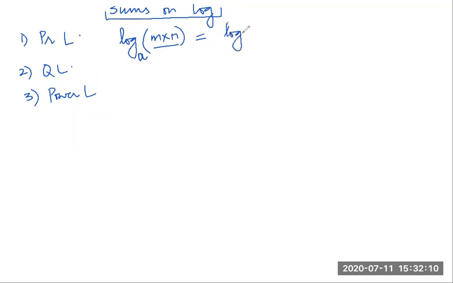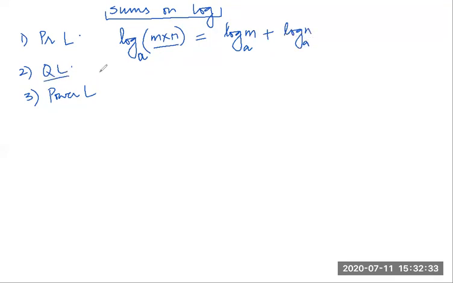Log of m into n to the base a is equal to log of m to the base a plus log of n to the base a. Beautiful. That's great.